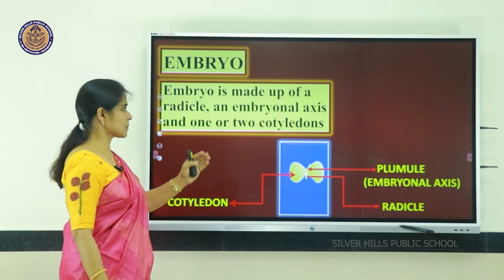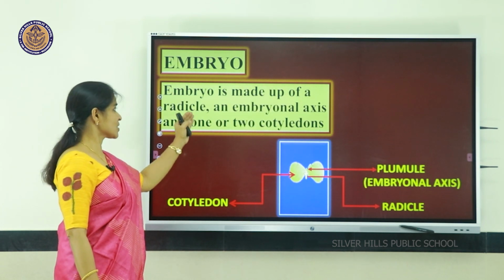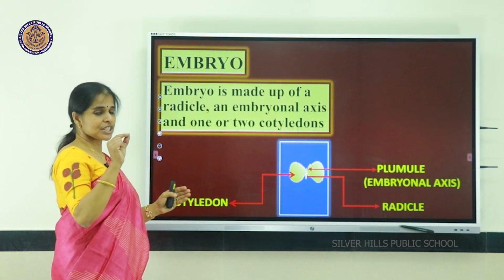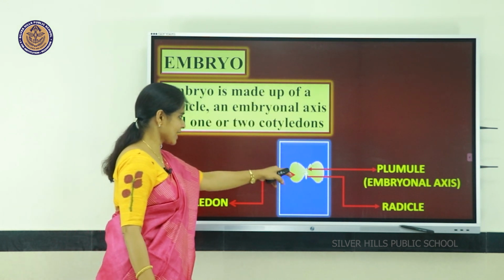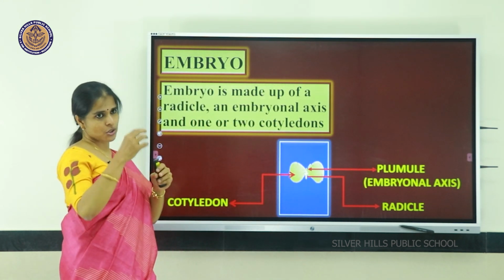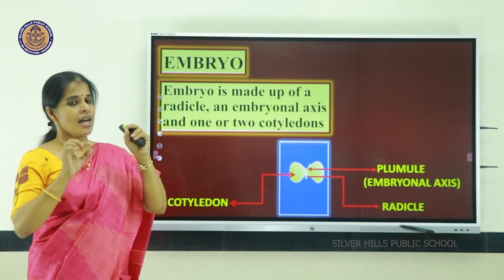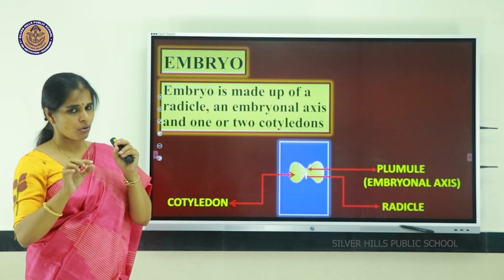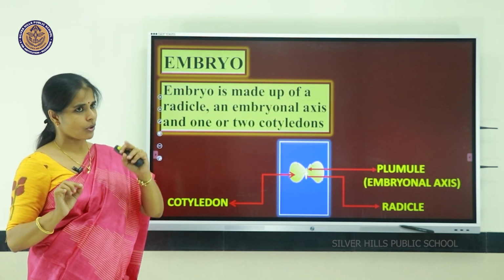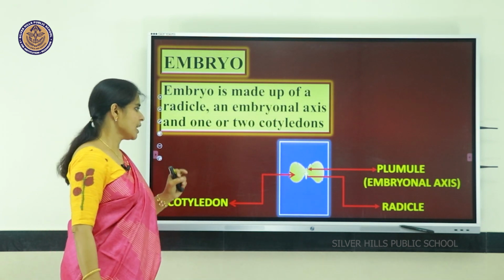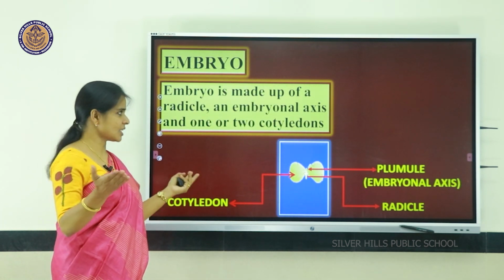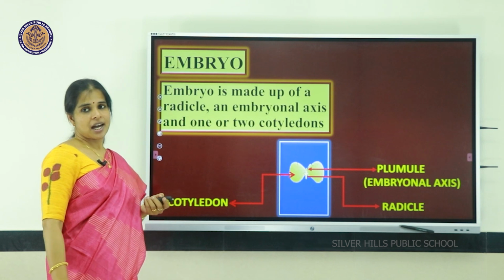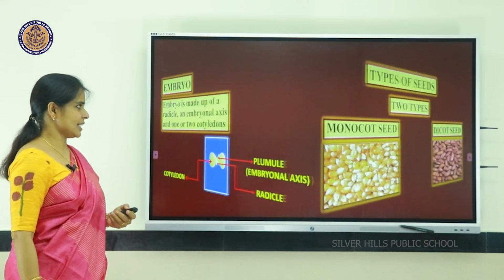So, life is present inside the seed, which we call as embryo, which is made up of an embryonal axis which extends its growth downward and upward. The growth part which is moving downward, we call it as the radicle, and the part growing upward, we call it as plumule, from the embryonal axis. It is protected by either one or two cotyledons.